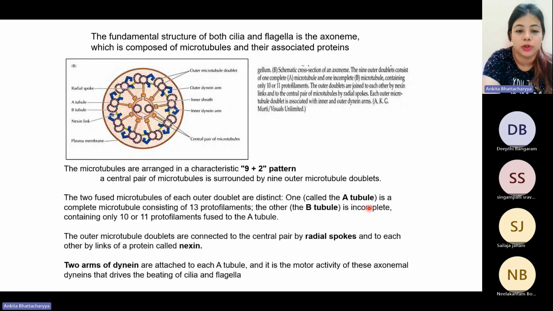One is called the A tubule, which is complete and has 13 protofilaments. The other is incomplete, has 10 or 11 protofilaments, and they are connected to the central ones by radial spokes and to each other by nexin. And 2 arms of dynein are attached to each A tubule. Here, these blue proteins that you see are the dynein arms.